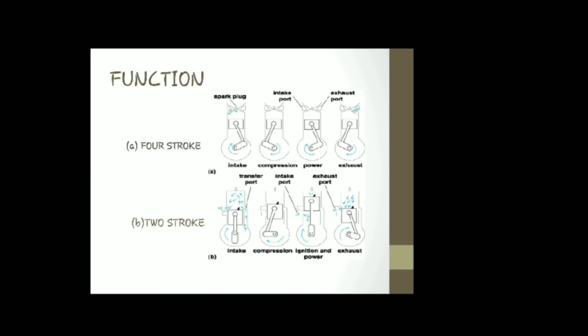Now we're going to see the function of IC engines. IC engines are broadly classified into two types: one is the four-stroke engine, another is the two-stroke engine. In the four-stroke engine, the crankshaft revolves two complete rotations for completing the four strokes. But in the two-stroke engine, we get only one rotation of the crankshaft.